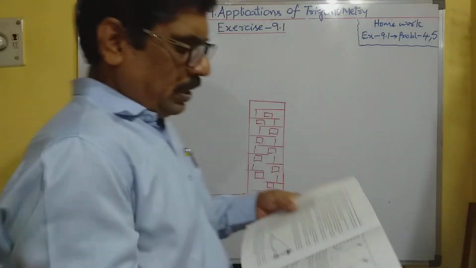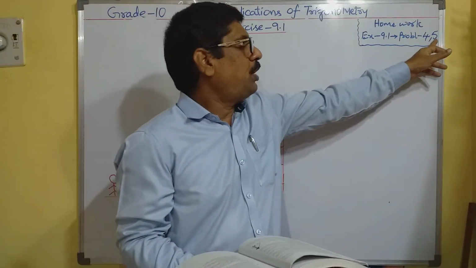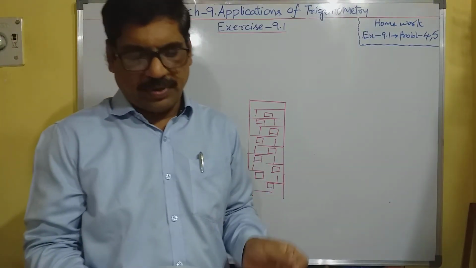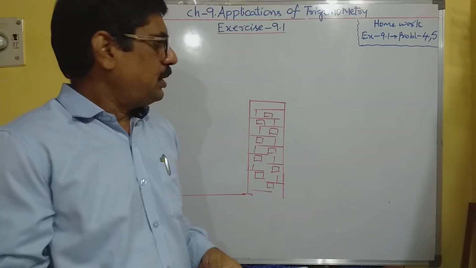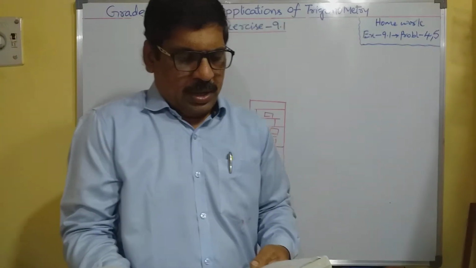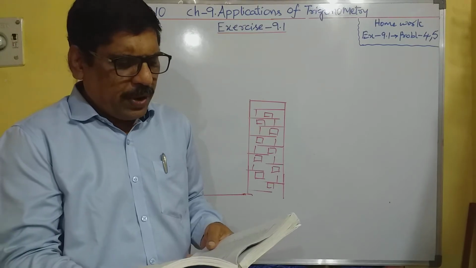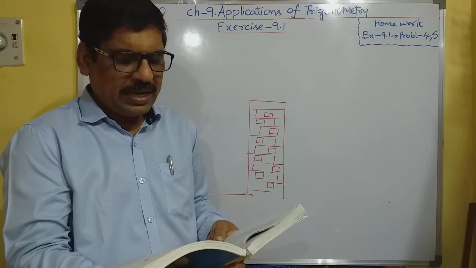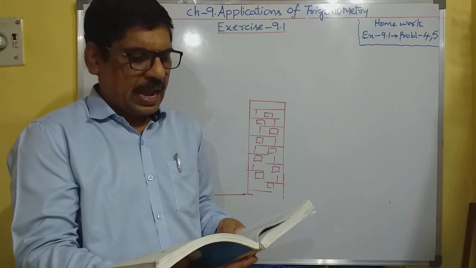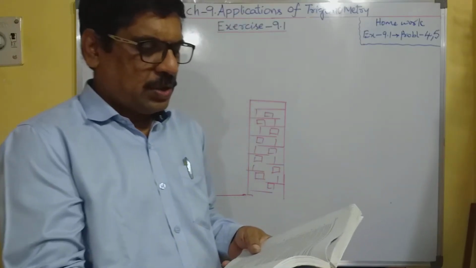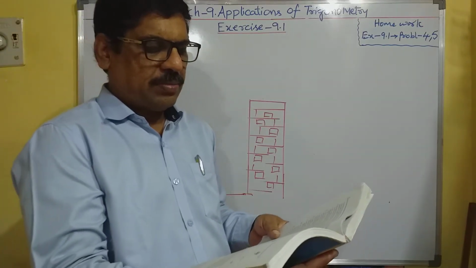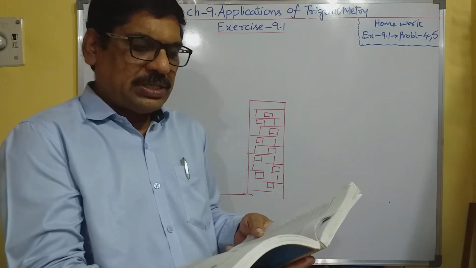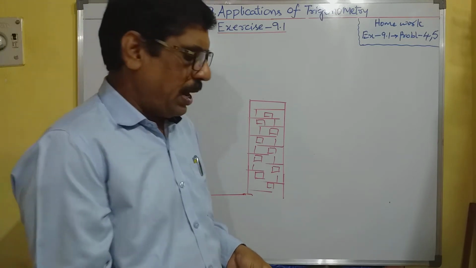Now, in exercise 9.1, the fourth and fifth problems I have given as homework. They are very easy problems. Please try yourself. Okay, now let us go with the sixth problem. A 1.5 meters tall boy is standing at some distance from a 30 meters tall building. The angle of elevation from his eyes to the top of the building increases from 30 degrees to 60 degrees as he walks towards the building. Find the distance he walked towards the building.